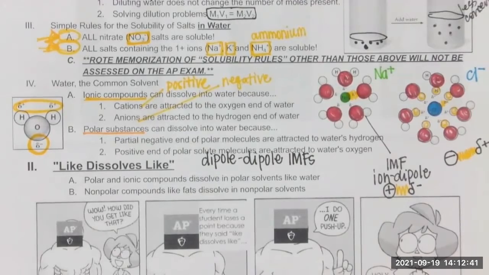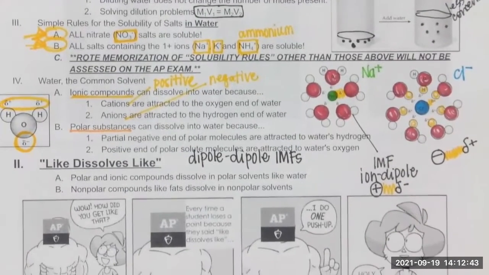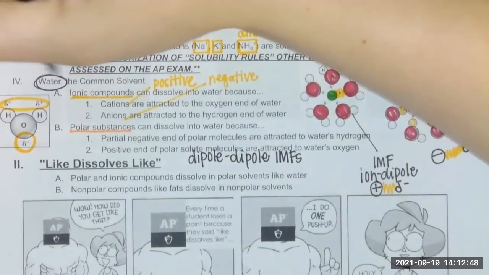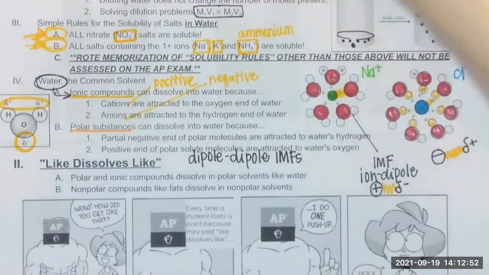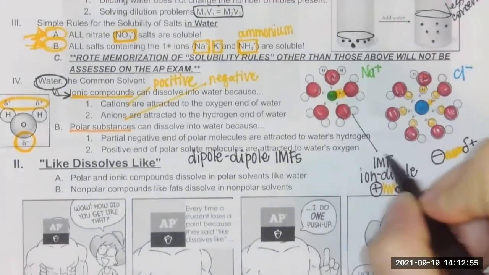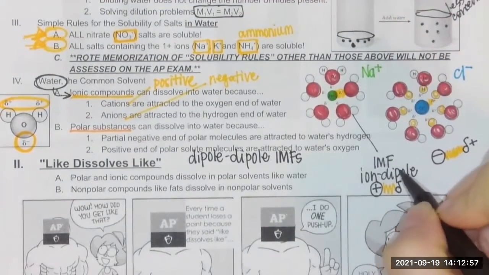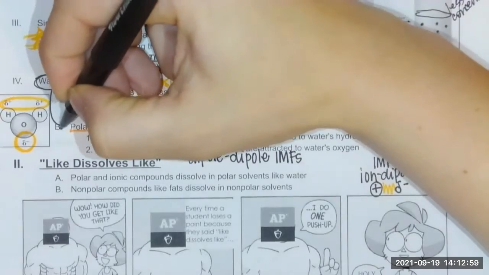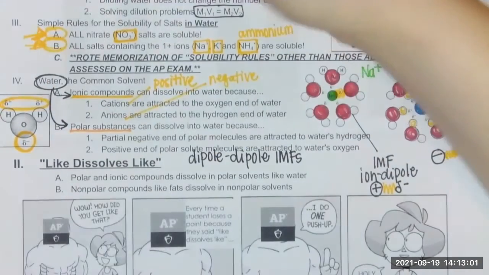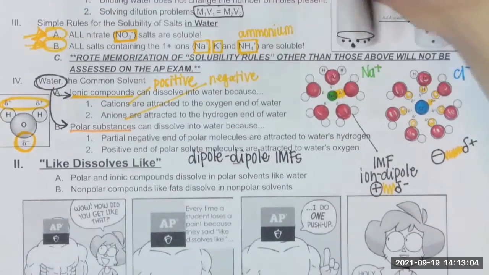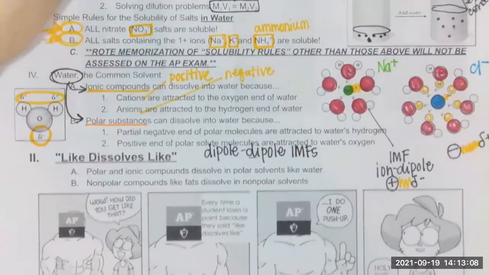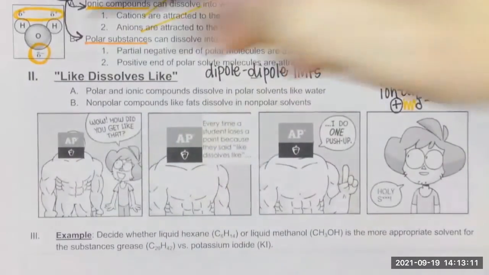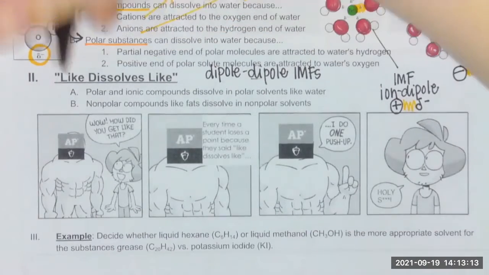So in the last video, we looked at how water is really good at dissolving certain types of things. It's good at dissolving ionic compounds because of the IMF dipole-dipole. It's also good at dissolving polar substances because of dipole-dipole interactions. And this has led a lot of people to come up with this phrase, like dissolves like.